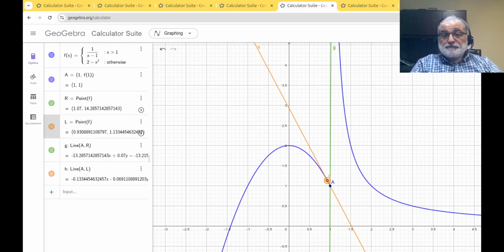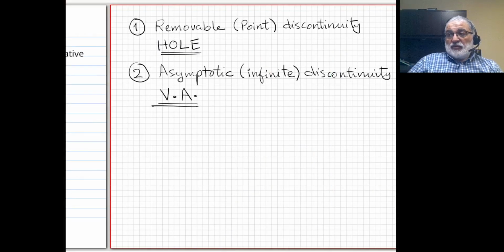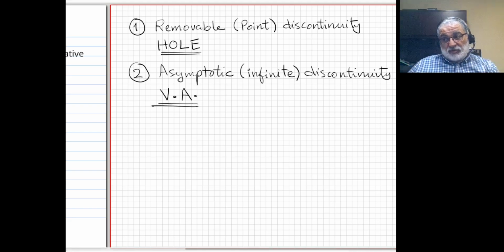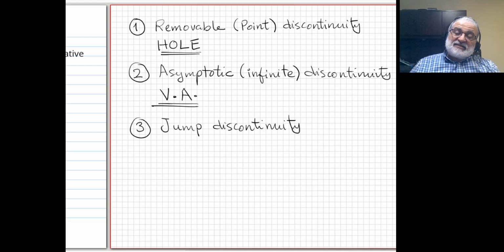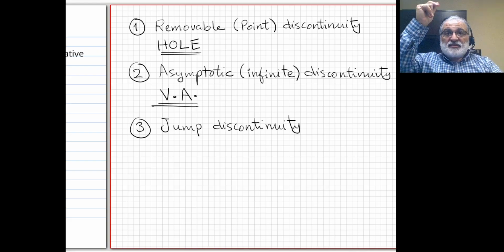All right. Now, are we done with the types of discontinuity? No, there is a third type. Hopefully, you still remember this third type. The third type of discontinuity is the jump discontinuity. That is where the function suddenly goes from one y value to another y value, jumping from one value to another, hence the name, jump discontinuity.